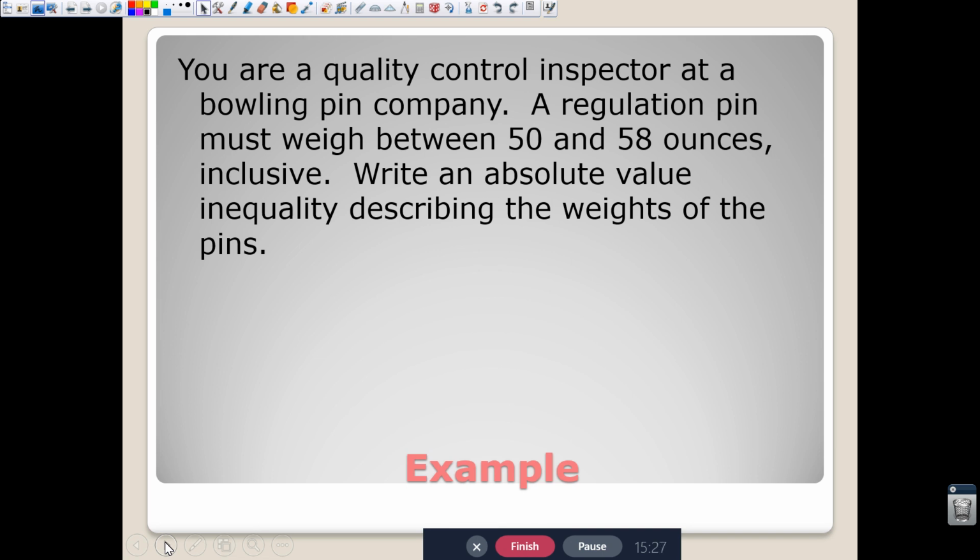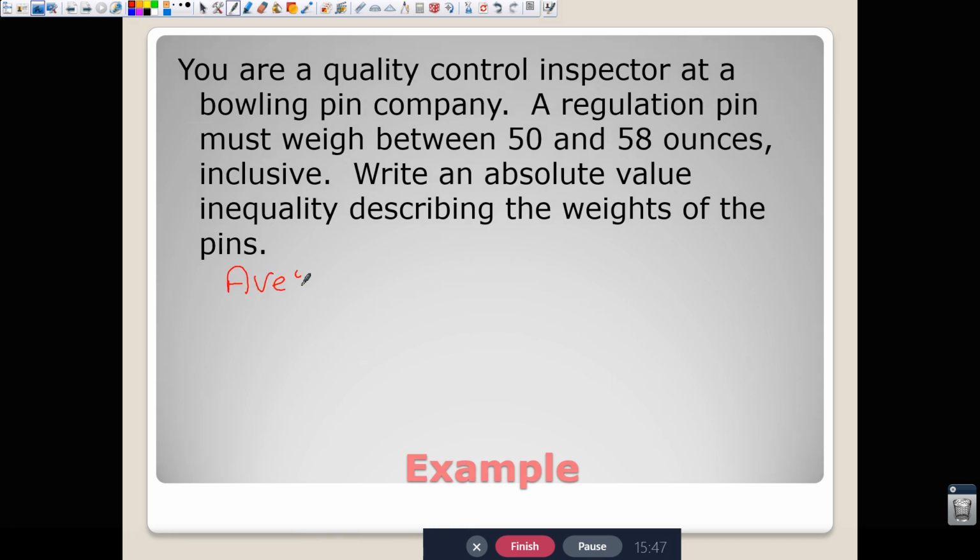So we are given the two values, the x's, okay? I don't have my tolerance or my average, so I need to find those. So I need to find my average. The average is pretty easy to find. So how would I find my average of the two weights? Yes. Add them together and divide by 2. Yeah, so what would be my average? What's 50 plus 58 divided by 2? So 108 divided by 2. 54.